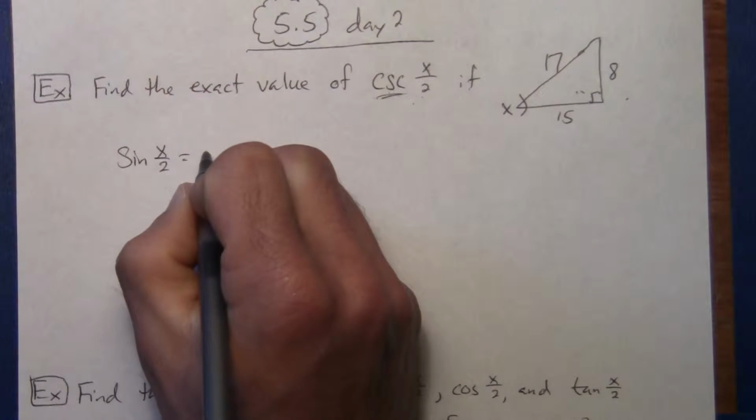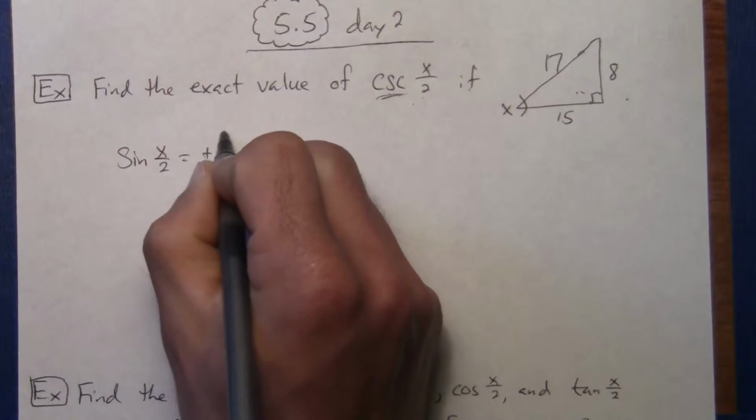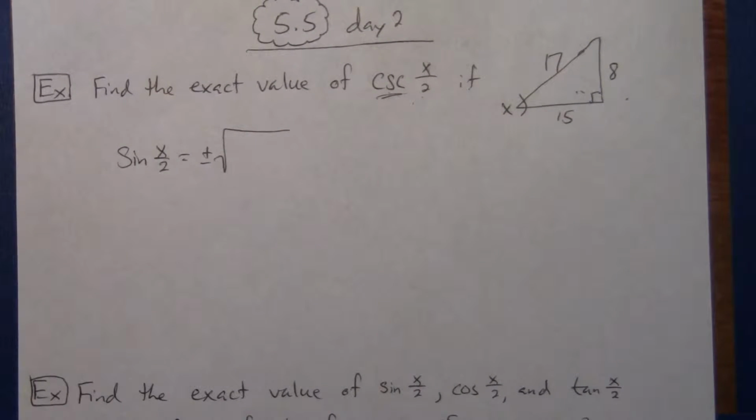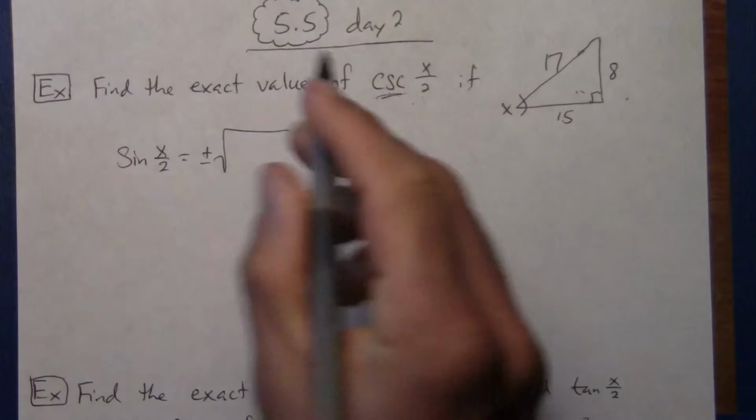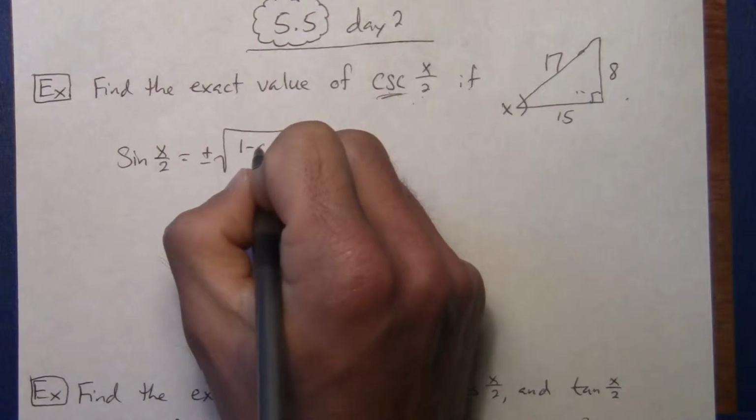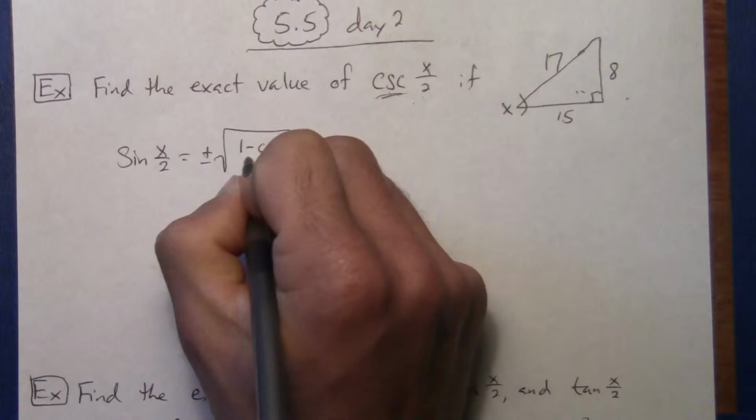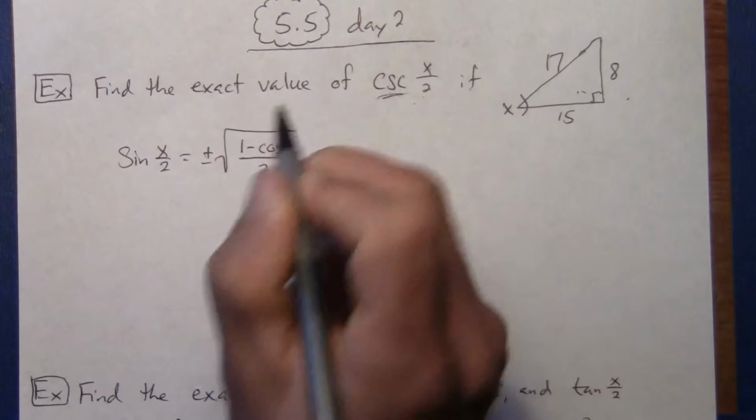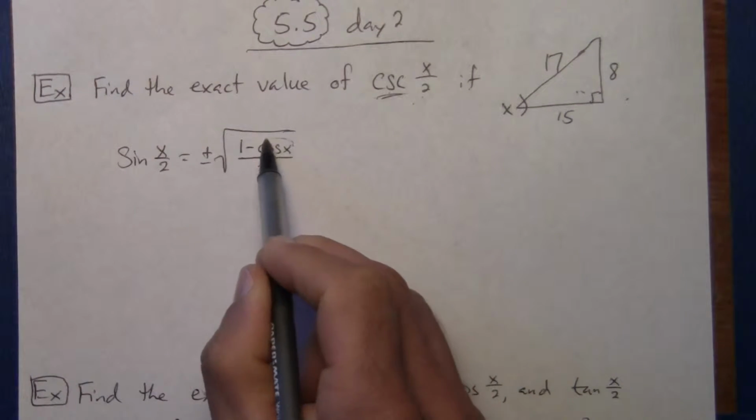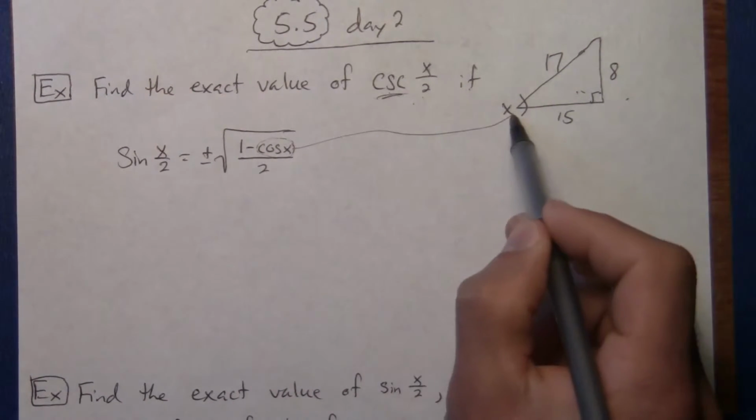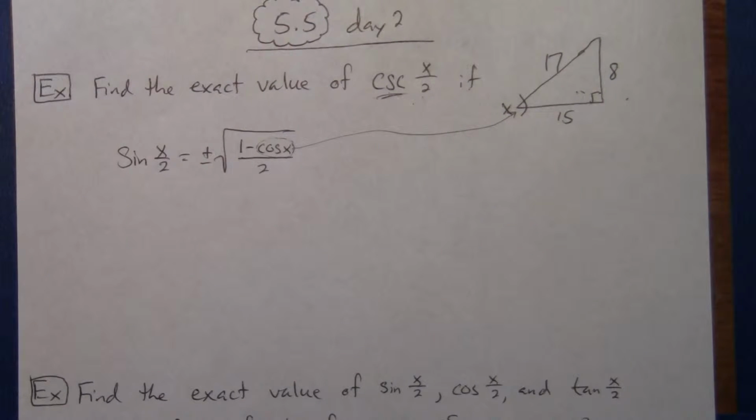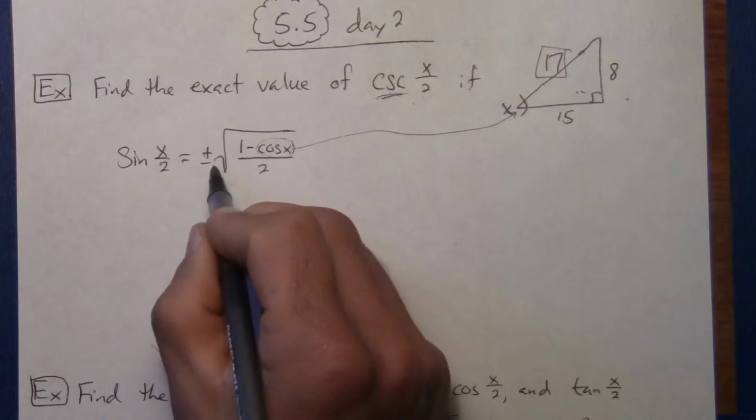So the sine of x over 2 is equal to plus or minus the square root of 1 minus the cosine of x over 2, and that's all inside the radical. And of course that's beneficial because the cosine of x, well, I can figure out the cosine of x by looking at that triangle. So I actually have to know what that hypotenuse is. So how do I figure out the plus or minus?